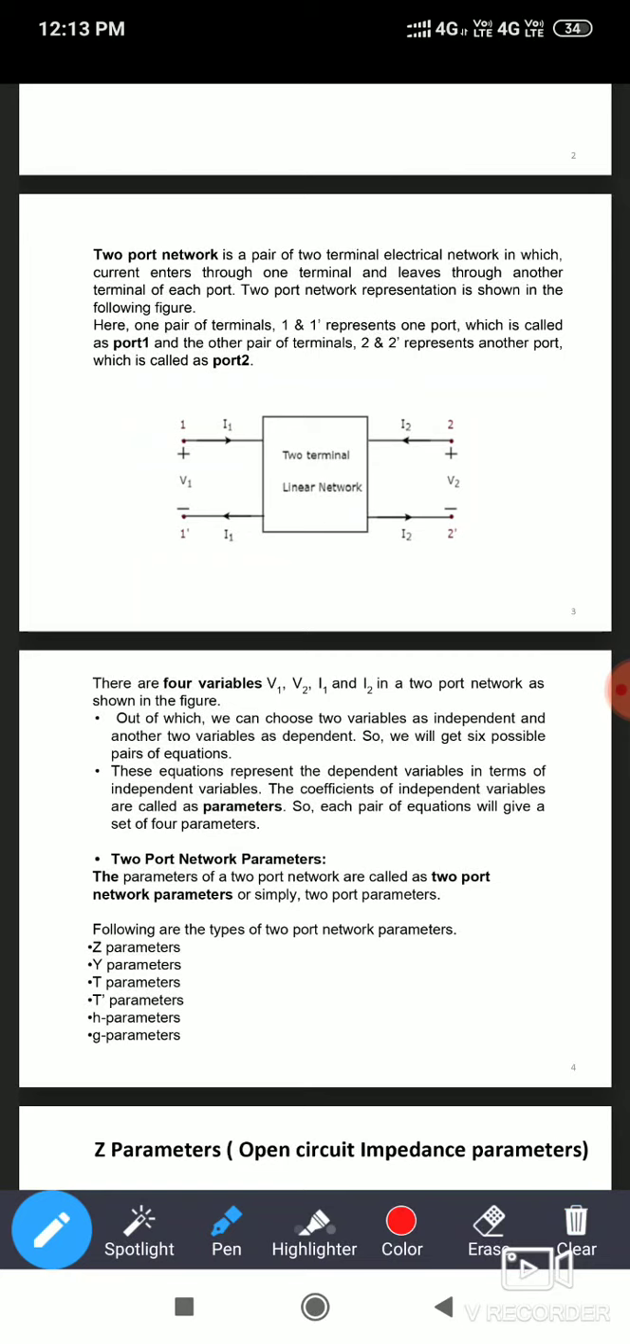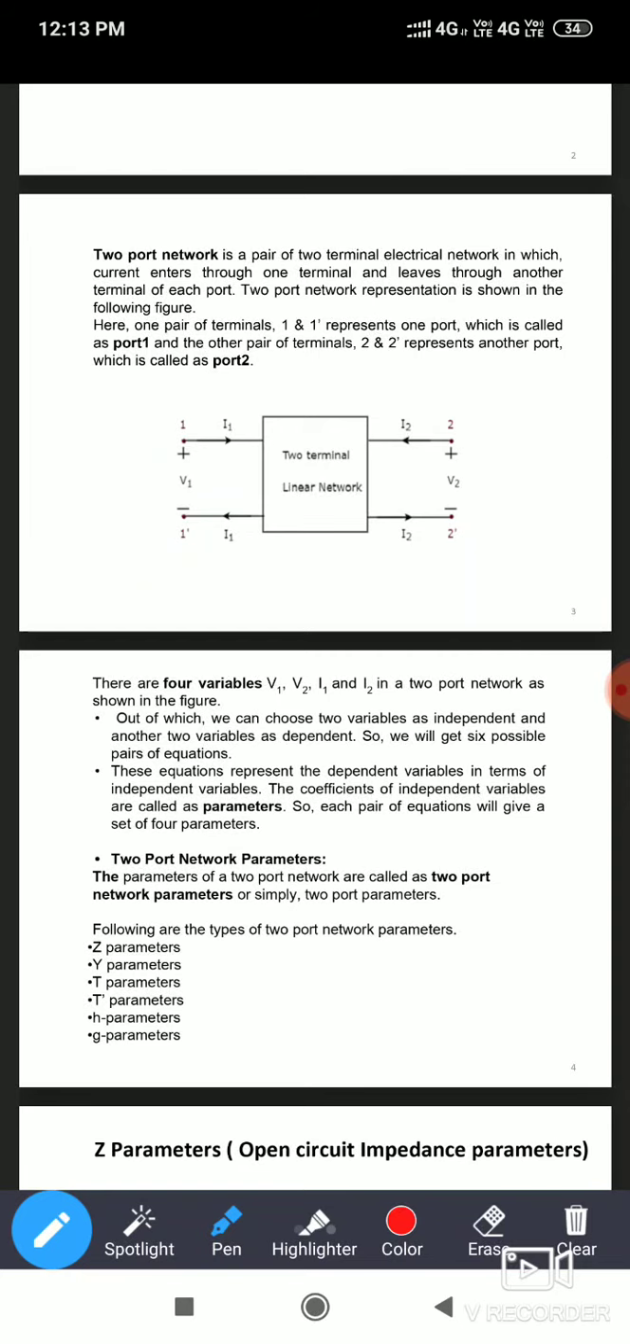Now next point, two port network representation is shown in figure. Here one pair of terminals, म्हणजे आता हा झाला 1 dash, that is called as port 1. So this is port 1 and this is called as port 2. This is the second port. म्हणजे port 2 is represented by 2 dash and port 1 is represented by 1 dash. I understand up to this point.